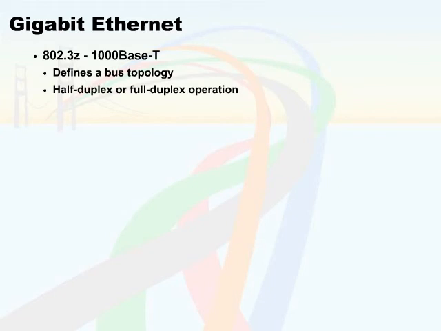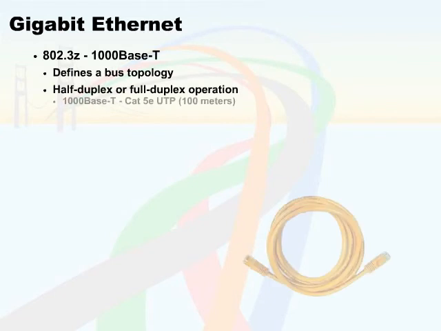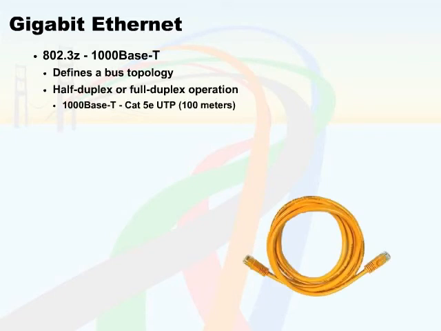The same thing happens with Gigabit Ethernet 802.3z, or 1000 base T, which defines a bus topology, still has half or full duplex operation, and still runs on 1000 base T category 5 unshielded twisted pair cable at 100 meters. We can still run Gigabit Ethernet over the same cabling on which we ran 10 megabit Ethernet as long as it meets the category 5 standards.